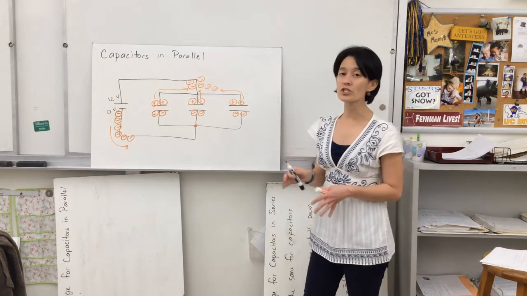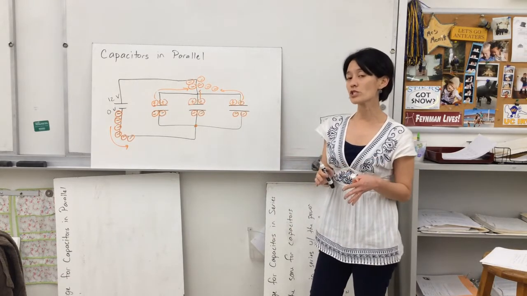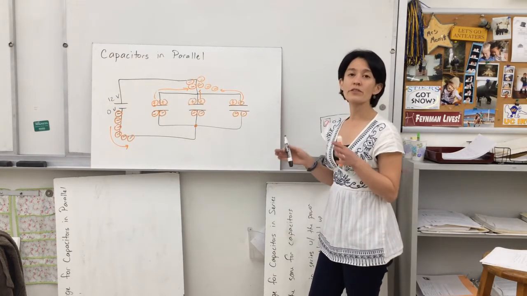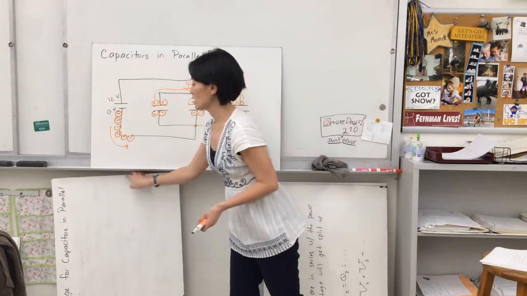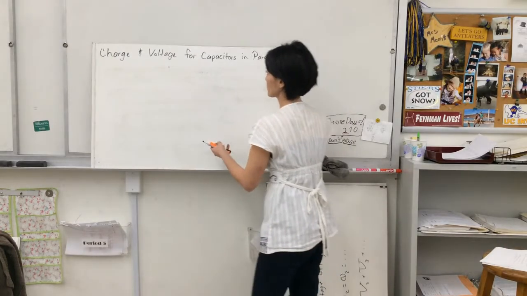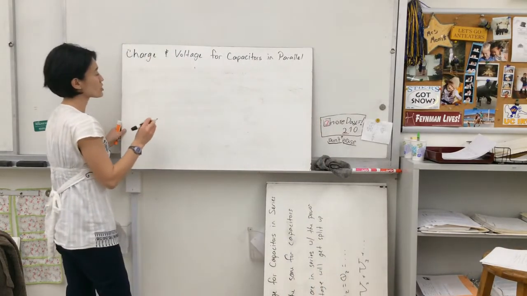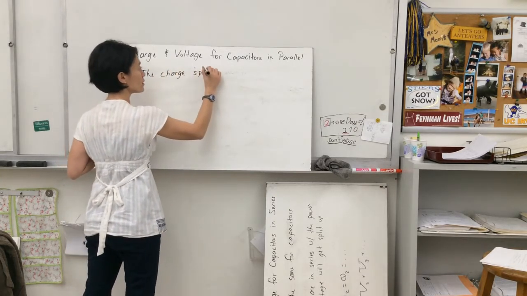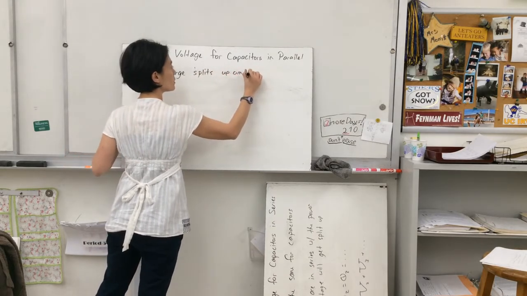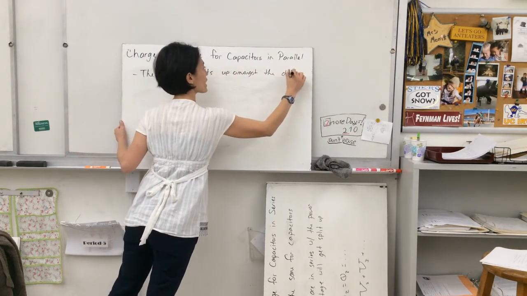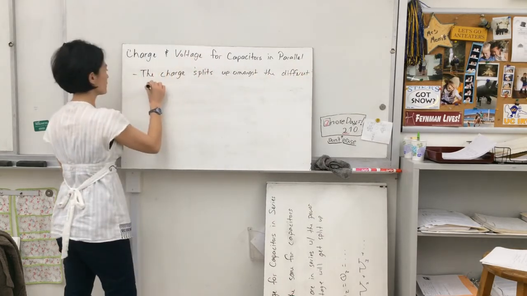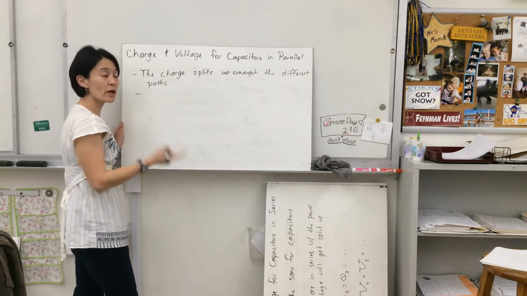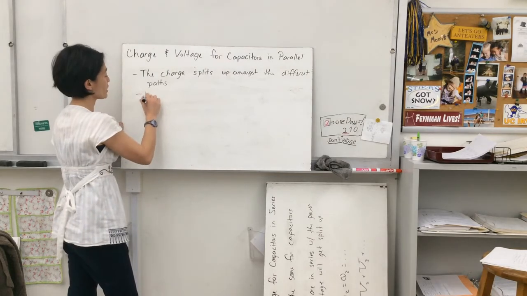So we see a similar relationship for the charges and the voltages for resistors and capacitors in parallel, in that the charge, the current splits up, but the voltage is going to be the same. So if we think about relationships for charge and voltages for capacitors in parallel, the charge splits up amongst the different paths. And if the capacitors are in parallel with the power supply, they will have the same voltage as the power supply.